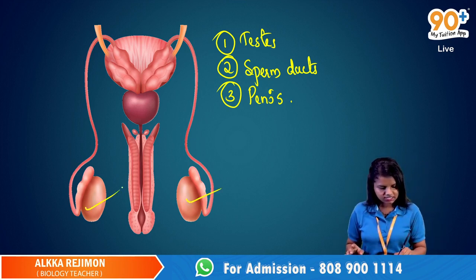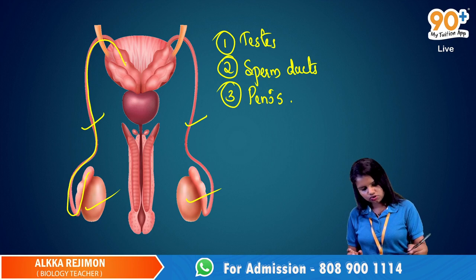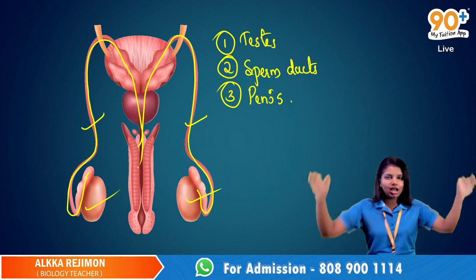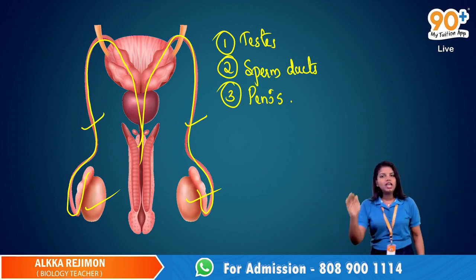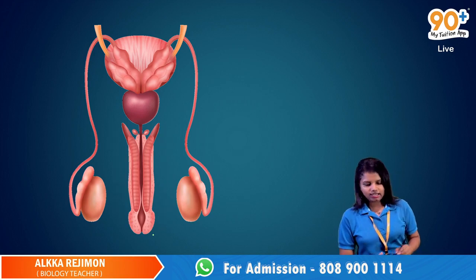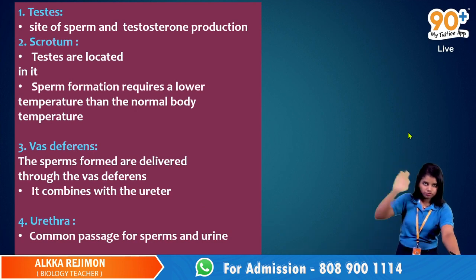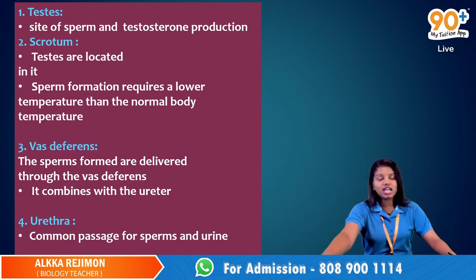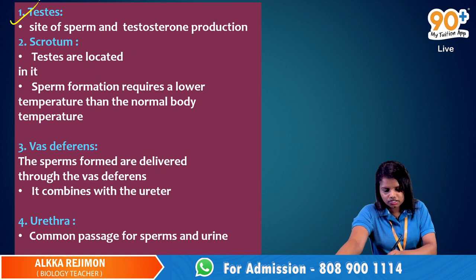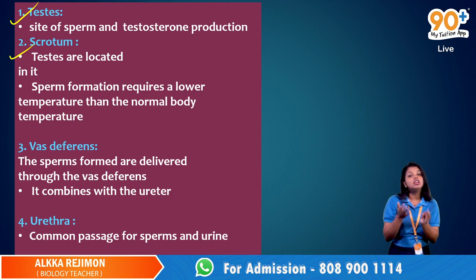These are the testis, which is in pair. Then you can see the sperm duct, the long tube which is connecting the testis to the penis. The two portions, the long tubes connecting the testis to the penis, are what we call sperm ducts. And finally it reaches the major part which is the penis, right? The penis. And yeah, let's see each and every portion. First one is testis. Testis is the site of sperm and testosterone production. That's the first part. Second one is scrotum. Scrotum is the portion where the testes are located.